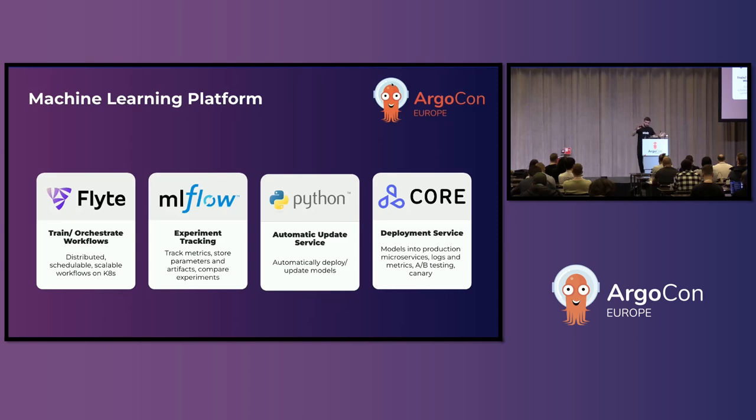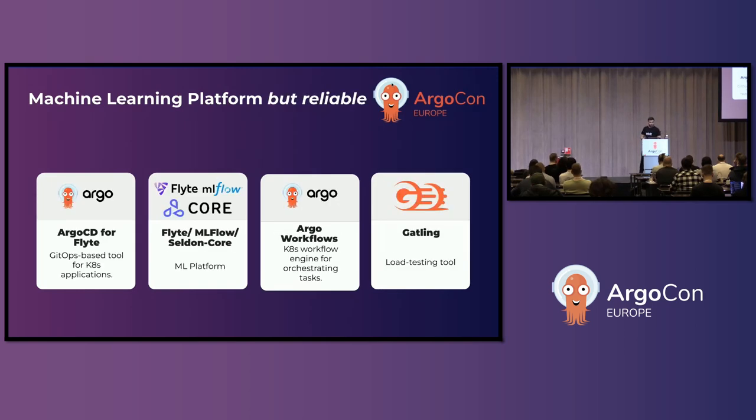So I have an ML platform, but in the title there was reliable. So we want an ML platform, but reliable. At first, we deployed Flyte without ArgoCD because we were not using Argo back then. Then we introduced ArgoCD for Flyte. For the ML platform, we only use it for Flyte. But what's really nice is that even our data scientists can ask for resources and add new things to Flyte directly without us doing it.